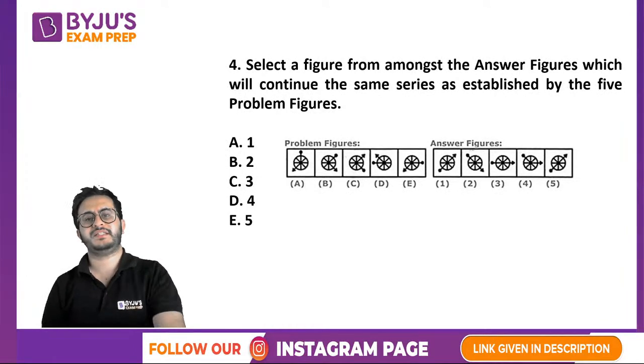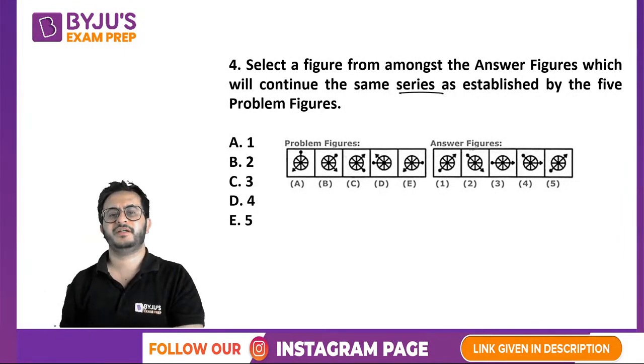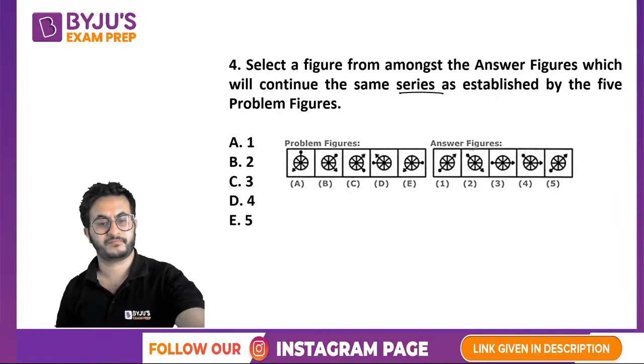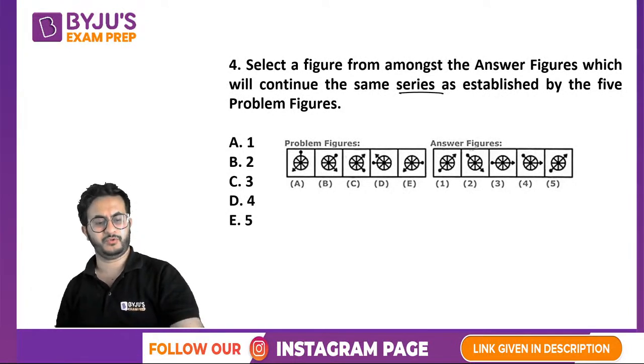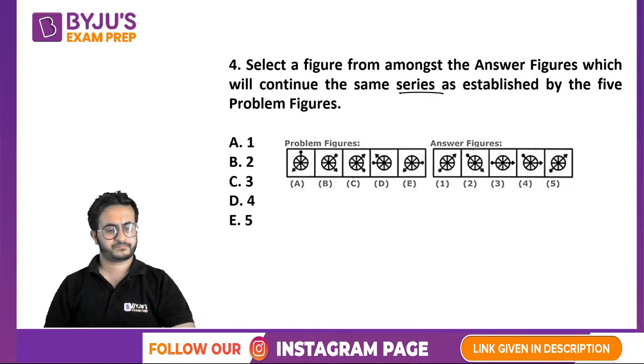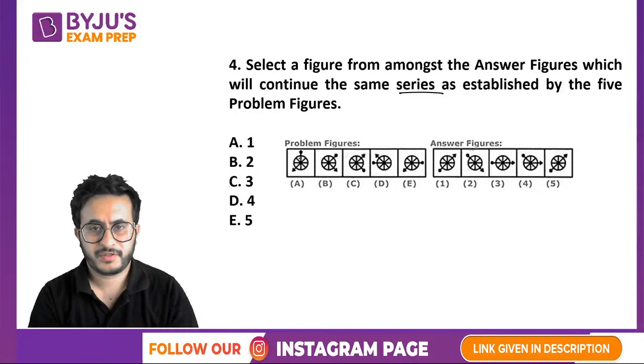Now this is a series, okay. So you are given a series of figures A, B, C, D, E. You have to tell which figure will come next, the figure that will follow the same rules as have been followed. So here there are two elements, right?